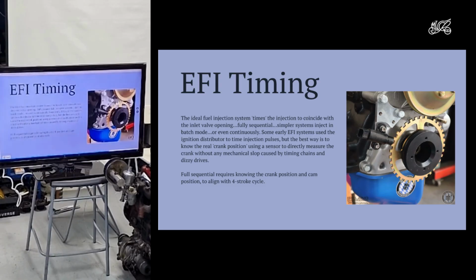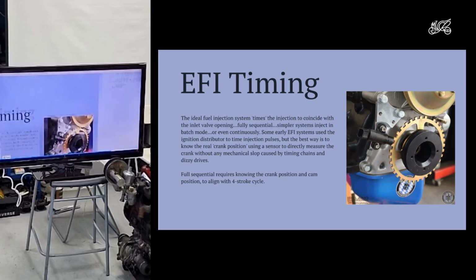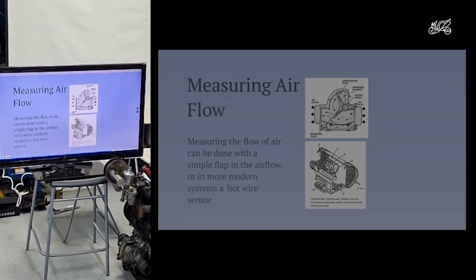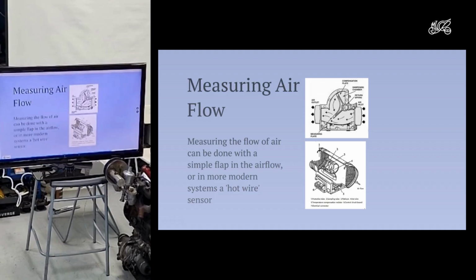So the best thing to do is measure the crankshaft position directly, because that's telling you where the piston is, and that's what's important in controlling an engine. So all electronic systems use some form of crank sensing to know where the pistons are. And then you need to measure airflow. One way to do that is the manifold pressure we talked about.